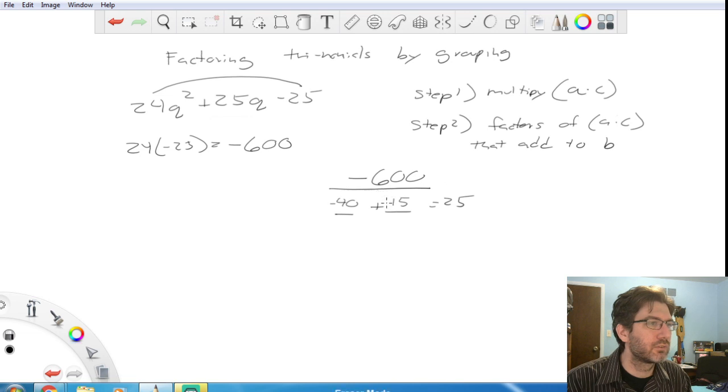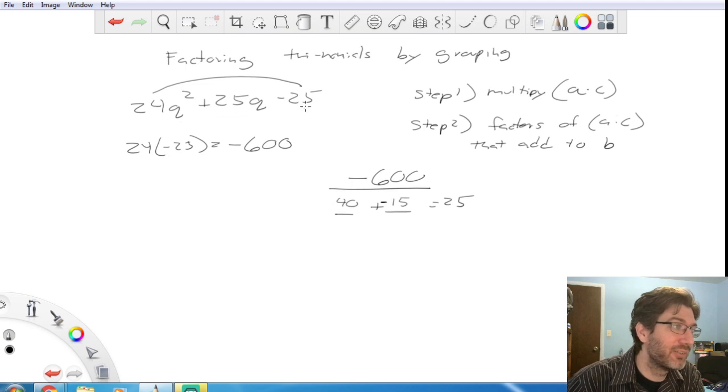No, those are positive. Sorry. Your two factors. Yeah, because they have to add up to positive 25. So one of these is negative. Which one's negative? This one's negative. So it's a 40 and a negative 15.